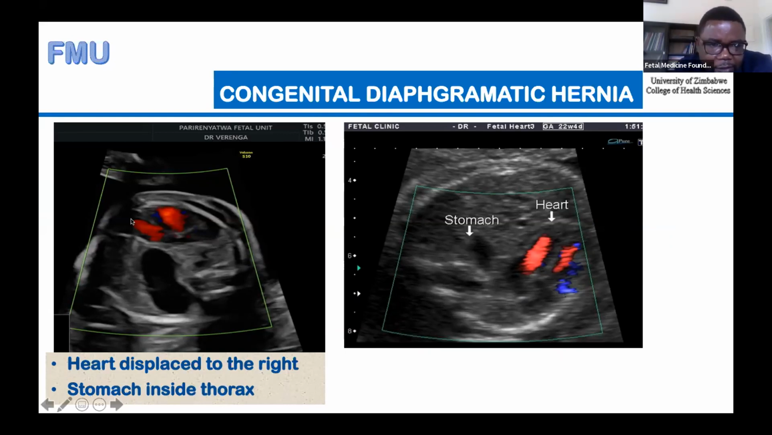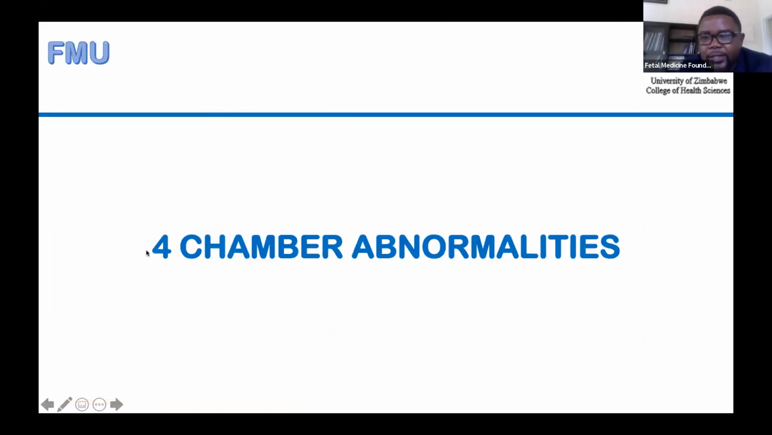You can see we are trying to get the heart. You can see the ventricles depicted in color there, but all we are seeing now is that there is a bubble in the chest and the heart is squashed to the corner. So this was a case of a left diaphragmatic hernia which pushed the heart to the other side. This is the left congenital diaphragmatic hernia here.